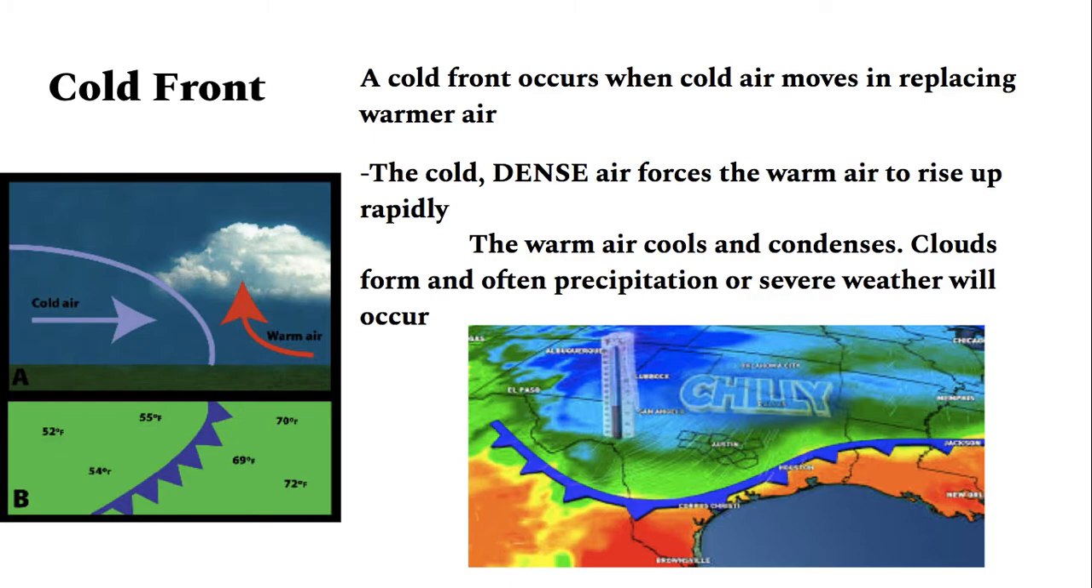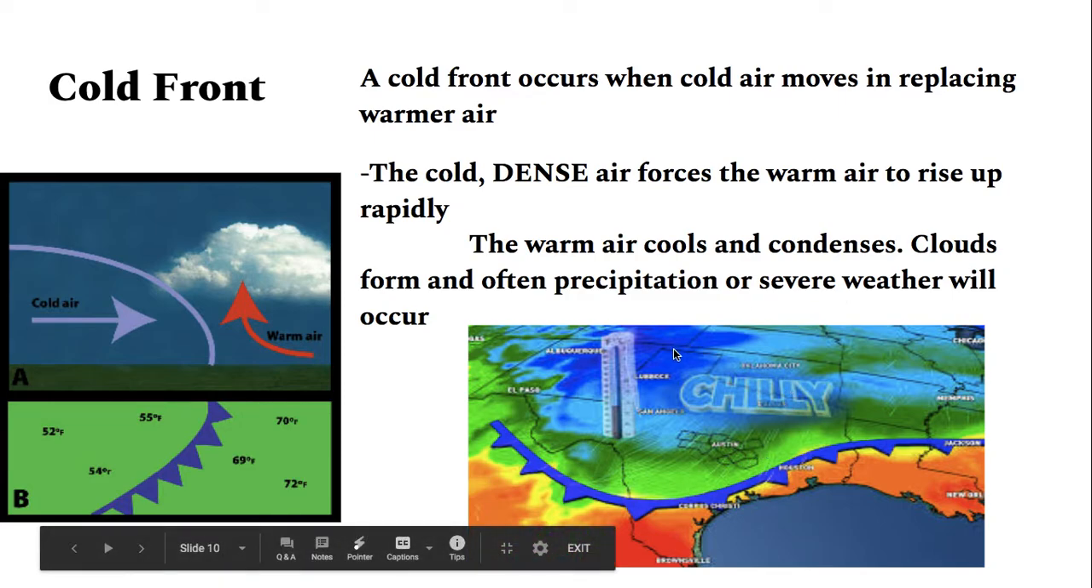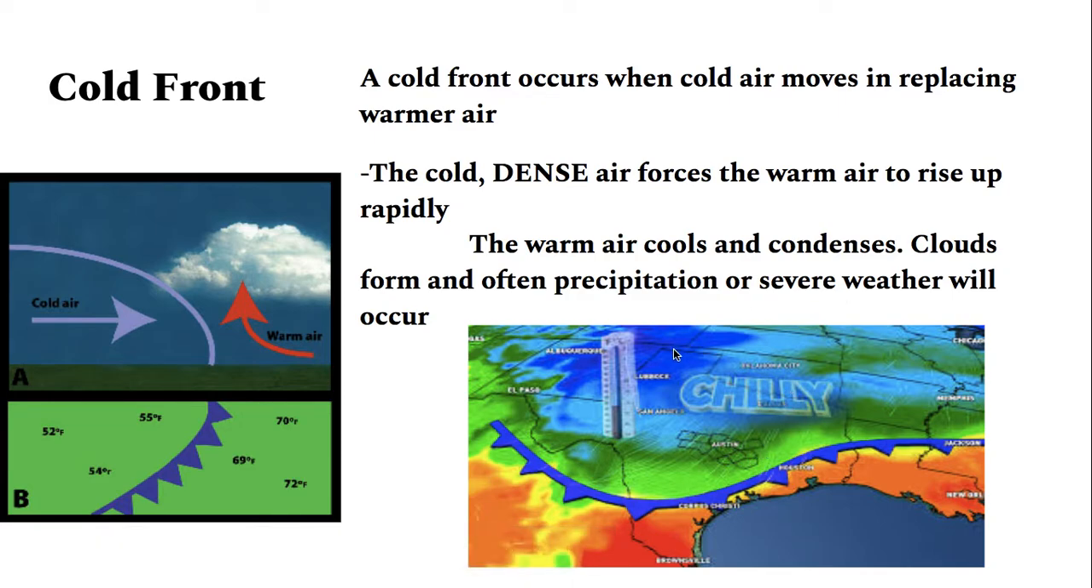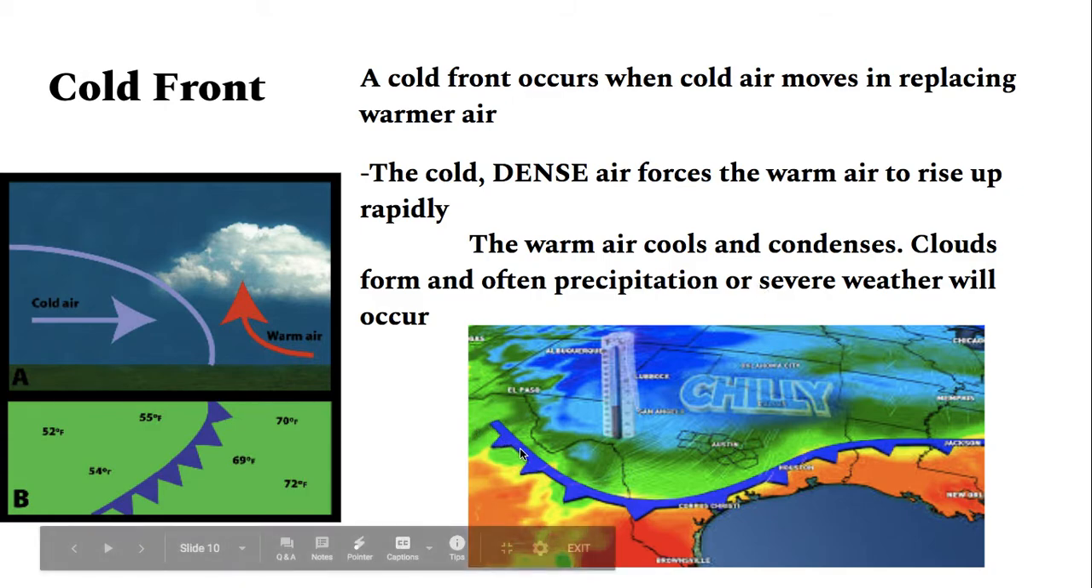Remember that cold air is more dense because the molecules are closer together. That forces the warm air to rise rapidly. So you have like a wall of cold air, the warm air goes up real quick. When air rises, it cools and condenses. You get clouds, and often you will get severe weather with a cold front. All right. After a cold front passes, the temperature is going to drop. So if we were to get a cold front, we would expect a line of rain or thunderstorms and then cold temperatures behind it.